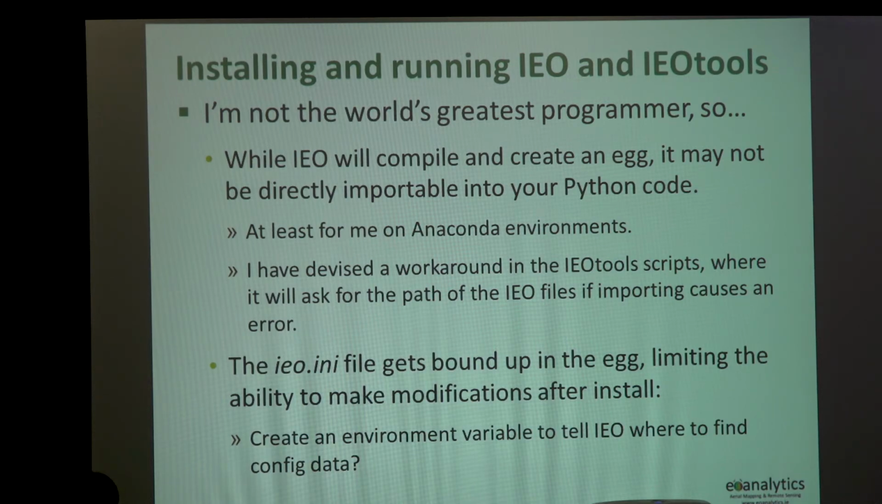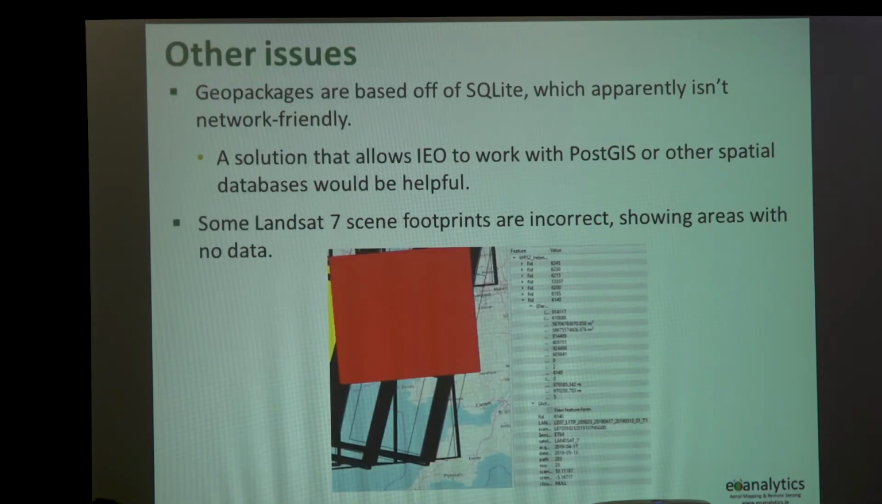And part of the other issue is that the IEO INI file gets bound up in the egg, so if you suddenly decide that you need to make some changes, it's not very accessible. So I'm wondering, would it be a good idea to create an environment variable for either Windows or Linux that would tell it where to look for the INI, and then you could modify it in a much easier manner? And then it would probably also make install a bit more straightforward.